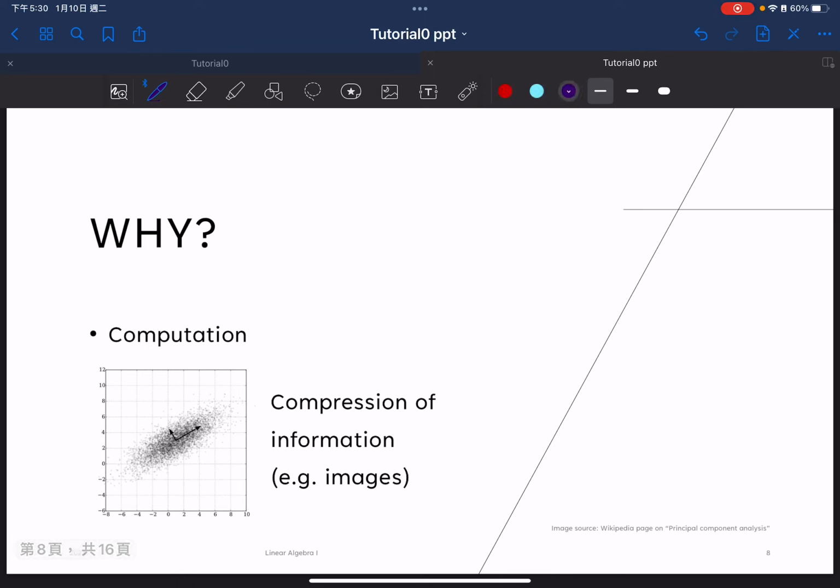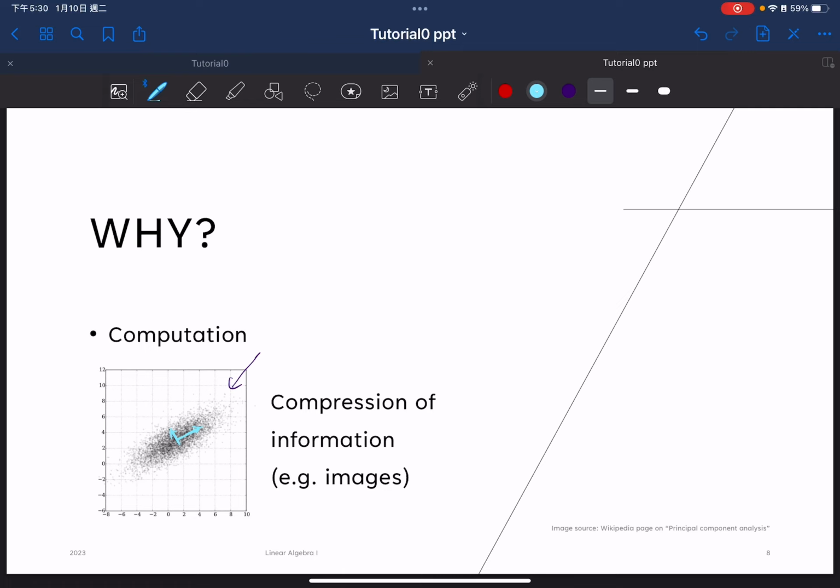So another thing is to compress the information. Say you have these data points, a lot of data points like this. How can you compress all the information? We can somehow see that there are actually two directions of these data points, and these two directions really define how the data looks. Okay, for example, how to save an image in your computer.